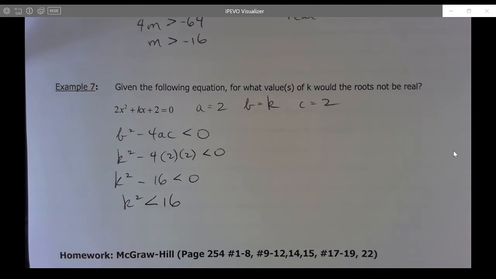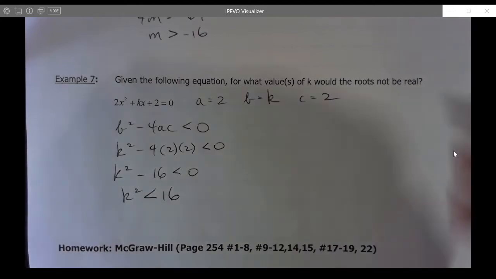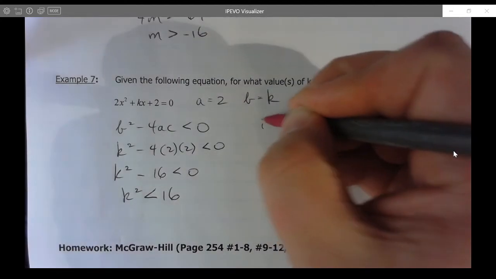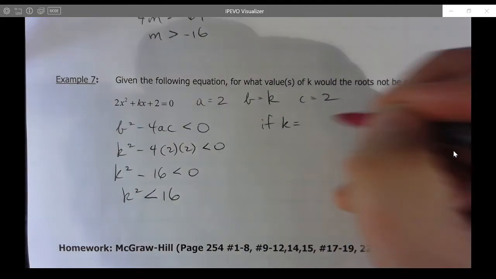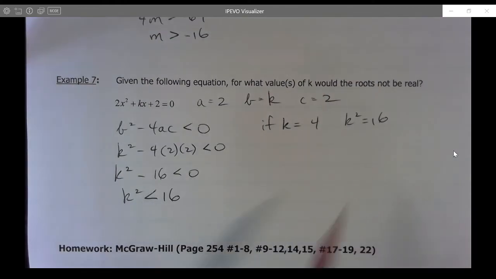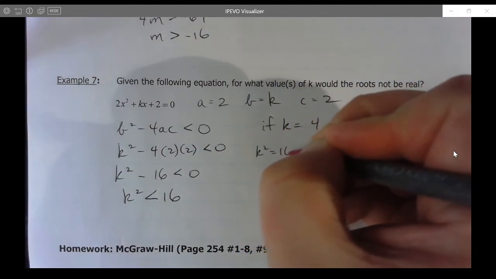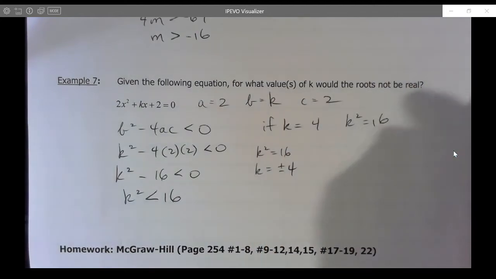Okay, now when I square root both sides of that, here's what I have to consider. I have to consider the plus or minus thing. And of course, if it's minus, it flips the sign. So let's think about that. K squared has to be less than 16. So let's explore that for a sec. If k is 4, then k squared is equal to 16. But for k squared to be less than 16, well, hang on a sec. Think about this through. Let's just assume that it was equal. If k squared was equal to 16, then k would equal plus or minus 4.